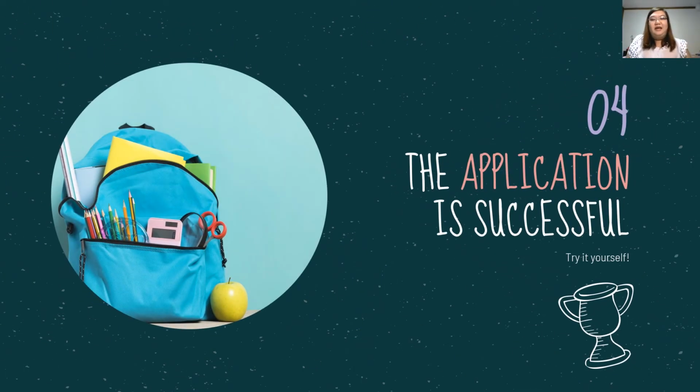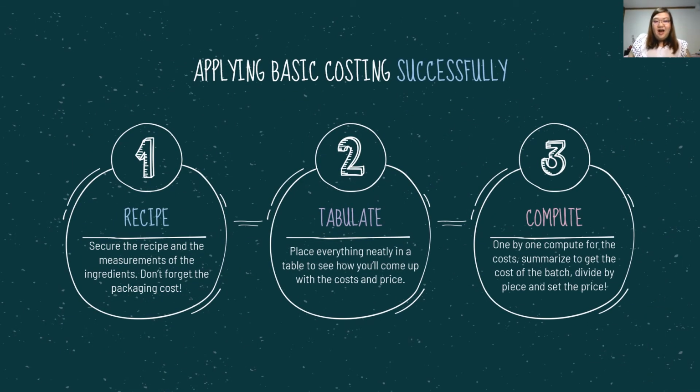Alright, and now for the application. I want you to try it yourself. These are the steps on how you can apply basic costing successfully. First, you have to obtain the recipe. Make sure that the quantities, ingredients and measurements are accurate because you will be using that to calculate your cost. Second, you need to tabulate them clearly in a table so that you will see the market cost, market quantity, and then calculate for the unit cost so that you can get the recipe cost. And lastly, after the cost, you compute for the price.